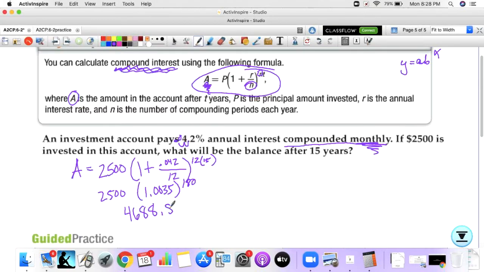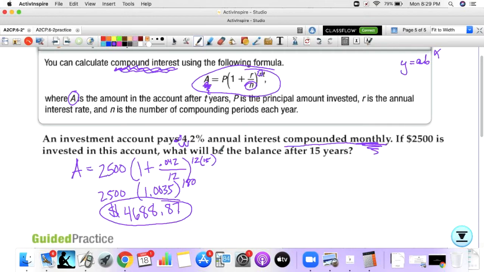4,688 and 87 cents. That's how much money, if that money just sits in the account, the 2,500, after 15 years, it will almost have doubled. It's not going to be quite double, right? But it's getting up there. Okay, and that's just by letting it sit in the account for 15 years.